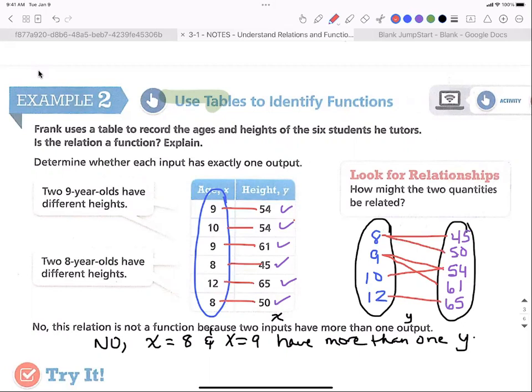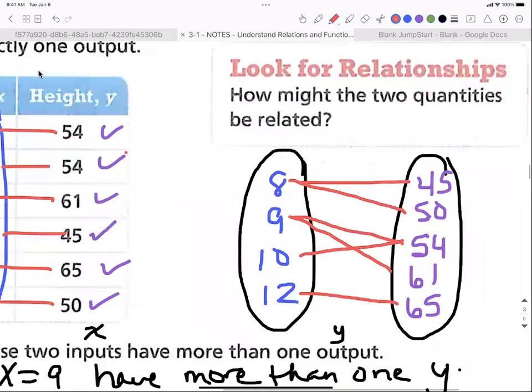Notice you've only got 4 x's in your bubble and 5 y's. That right off the bat should tell you that you've got some cheating going on, right? Because you have less x's in your bubble, which means somebody's going to have to go out twice. And from the map, you can see that 8 is a problem because it has 2, right? It's going out with 2 different y's. And you can see that 9 is a problem. And just as a repeat, just to make sure, is 54 a problem? Nope, because y's can do whatever they want. All right. So that's how you create a map from a table.